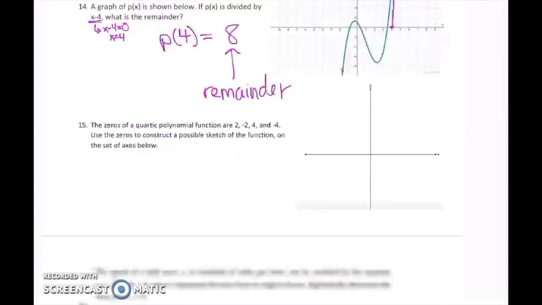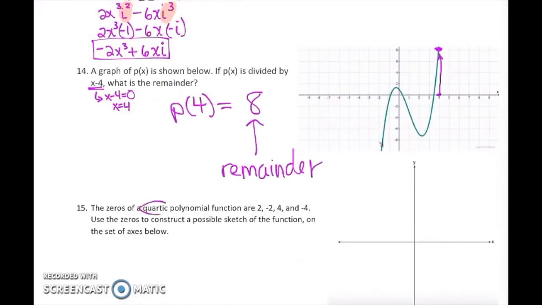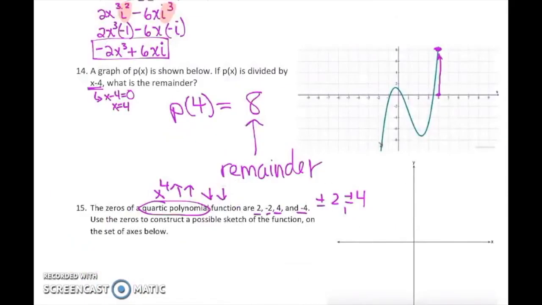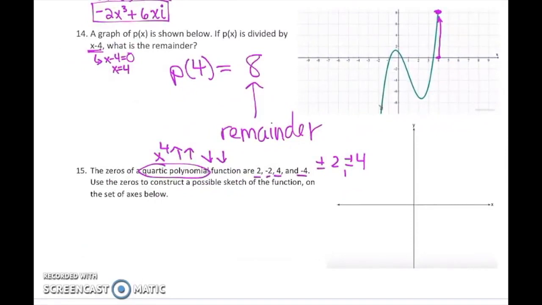Okay, next one, the zeros of a quartic polynomial. That means it's x to the fourth, which means your end behavior is either up, up, or down, down. The zeros are negative 2, 2, 4, negative 4. Now, they could have written this as plus or minus 2 and plus or minus 4. That would mean the same thing, right? Use the zeros to construct a possible sketch.